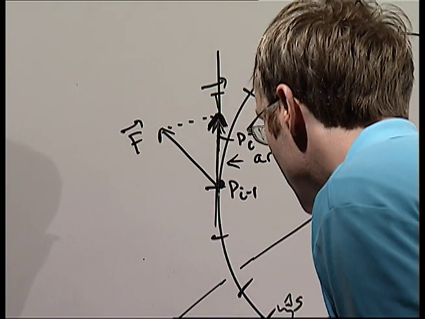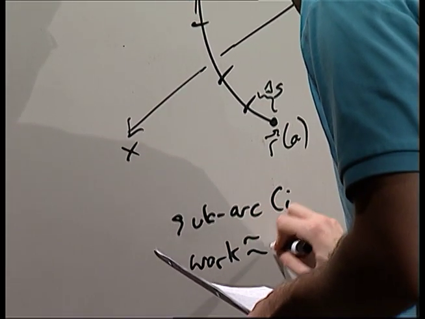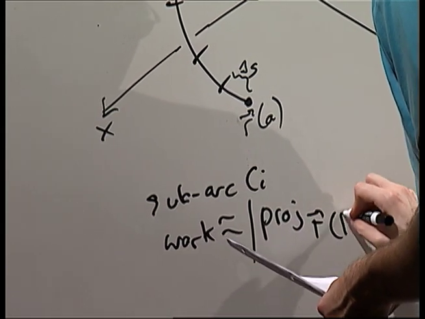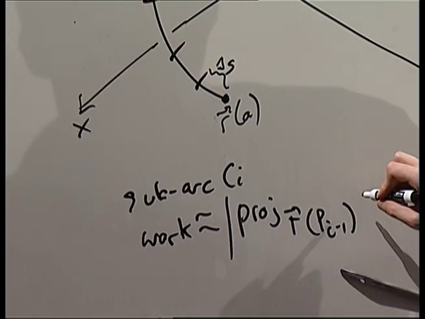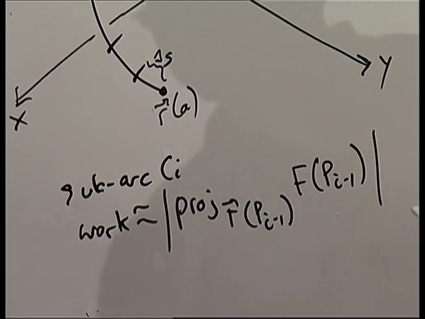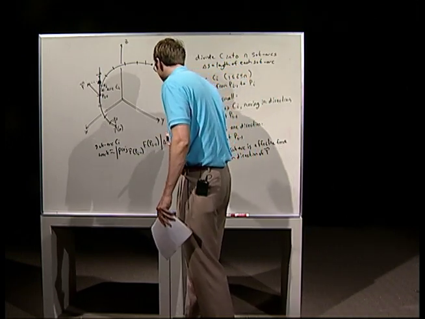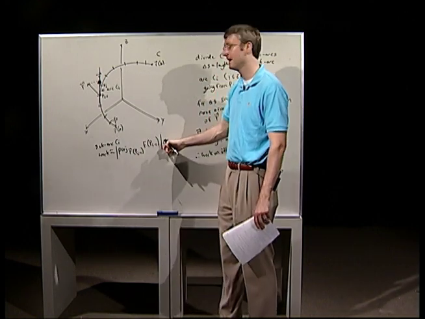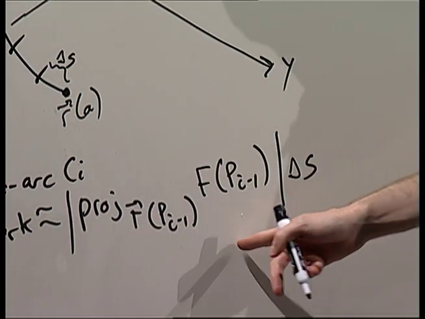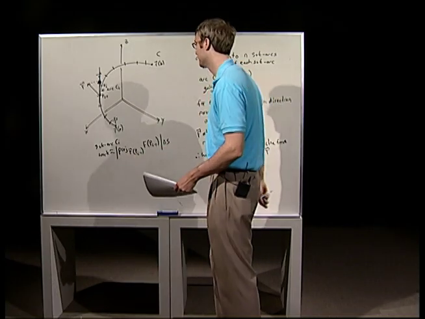So come over here. For the subarc C sub i, the work is approximately the vector projection. My notation here is necessarily clunky, but don't get too caught up in it. It's the projection of F at p sub i minus 1 onto t at p sub i minus 1, times delta s. In other words, this projection vector's length is the effective force, and this is the distance you're moving, how far it's traveling across the arc, delta s. So the work is approximately that.